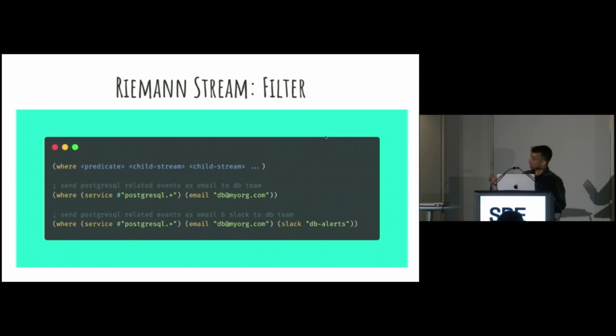If you look at the where stream, the first argument is a predicate, and then it can accept any number of child streams. So the predicate decides how to filter the events, and then it passes all the filtered events to all these child streams. So you can send a Slack message, you can send an email.